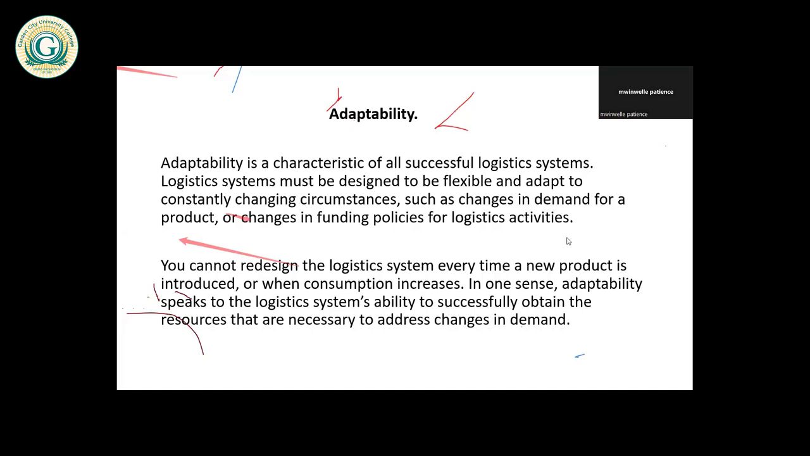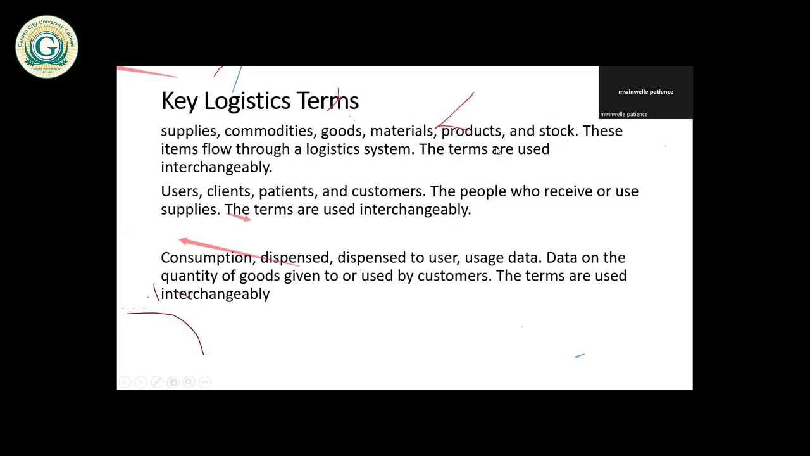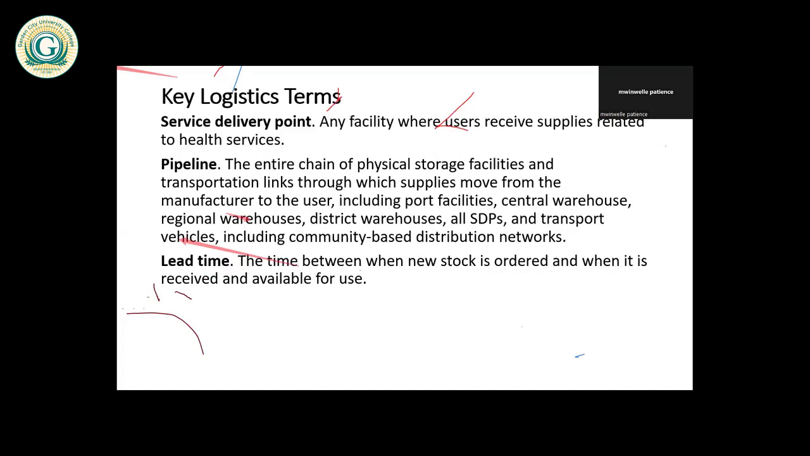And then the last version, we talk about some of the terms in logistics. So when you hear supplies, commodities, goods, material, product, and stock, they are the same. They are used interchangeably. And then you have words like users, client, patient, customers. They are also used interchangeably and they also mean the same. Sometimes you can hear the word consumption, or dispensed to user, data on quantity of goods given to or used by customers. These are also terms that are used interchangeably and they mean the same thing. There are a lot of them. We can talk about service delivery point, any facility where users receive supplies related to health services.